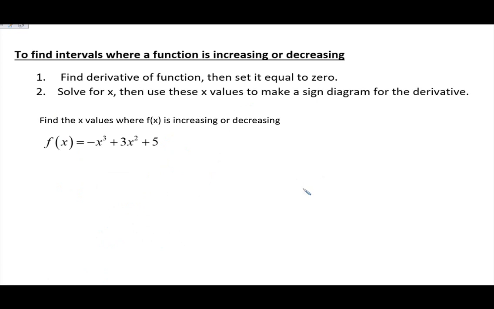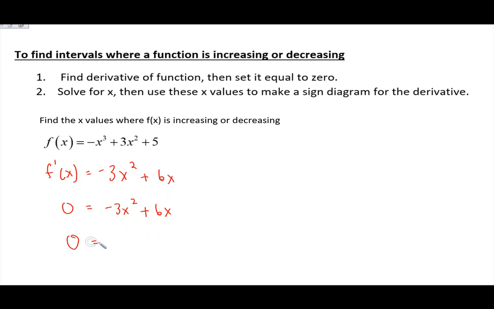Okay, so let's take a look at this example here. Let's say we need to find out when this function is increasing or decreasing. Now, if this was a calculator problem, you can just graph this on the calculator, and then it's very easy to tell when it's increasing or decreasing. But let's say it's not a calculator problem. What you would first have to do is, step one, find the derivative and then make it equal 0. So the derivative in this case is going to be negative 3x squared plus 6x. And then we want to make it equal 0.